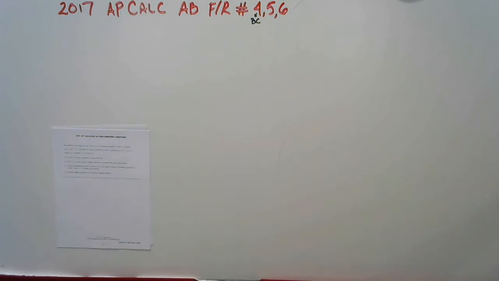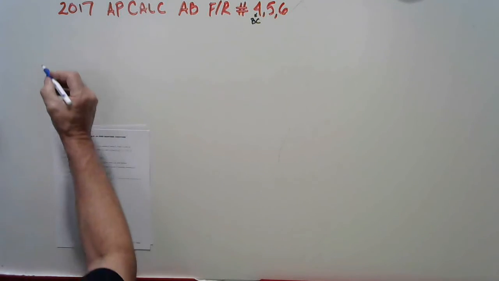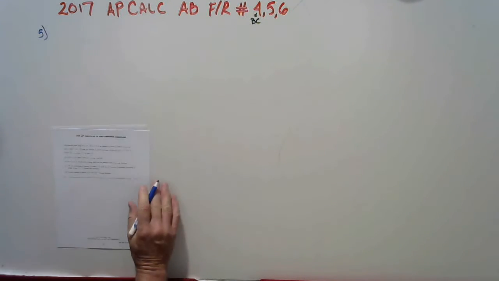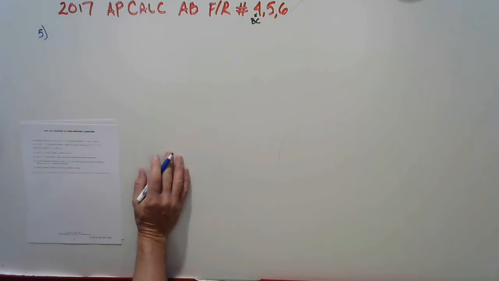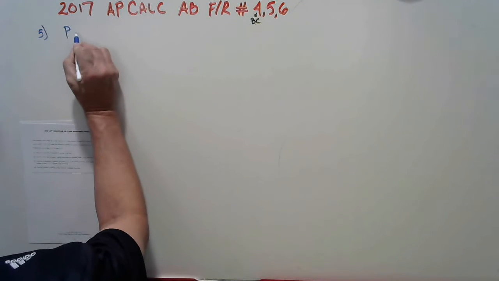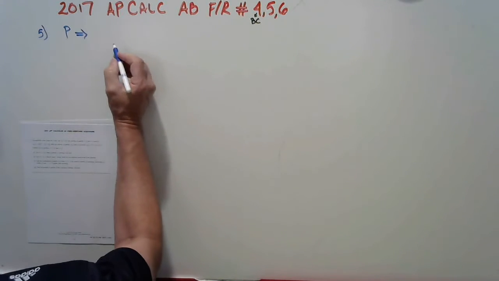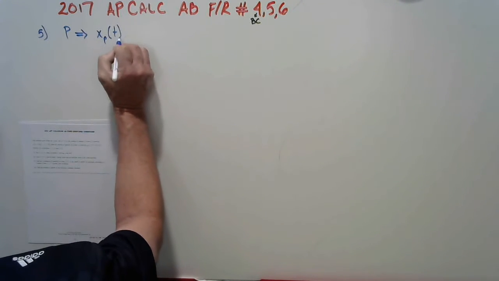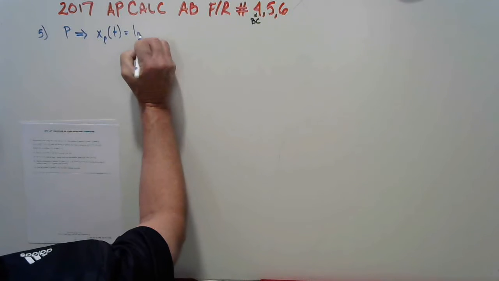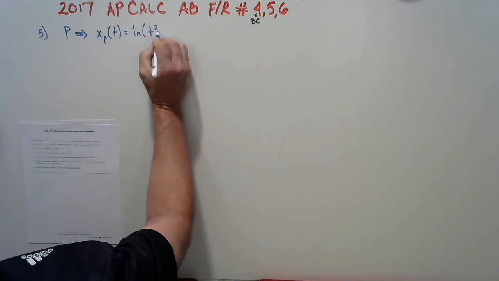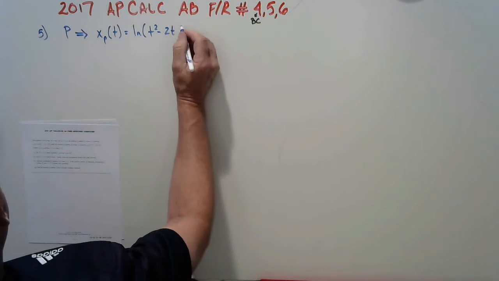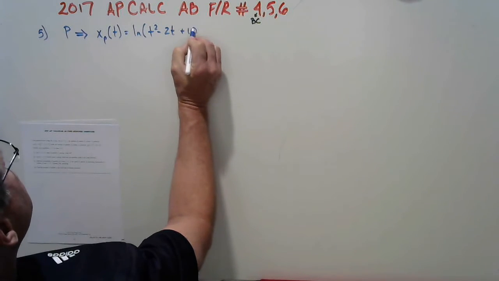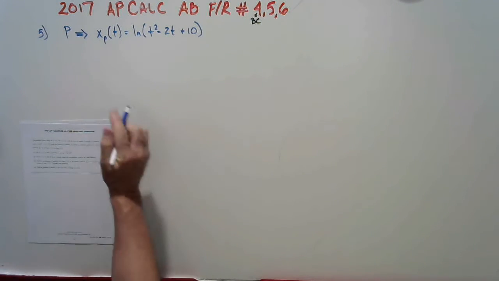So we have 2 particles. Let's go ahead and write this up right now. Number 5, we have 2 particles and they're moving along the x-axis. So we have particle P. So what do we know about particle P? We know its position, right? Its position at time t is given by the natural log of t squared minus 2t plus 10. Okay, so that's what we know about particle P.